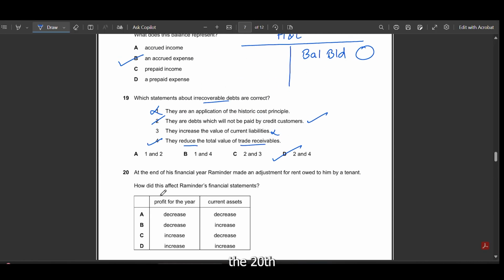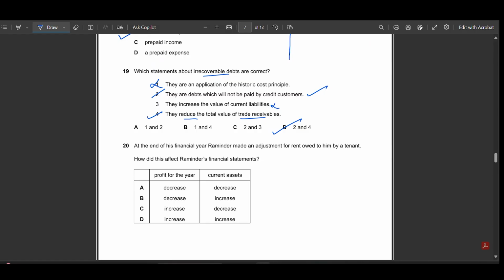Moving ahead with the 20th question. At the end of the financial year, Ramindra made an adjustment for rent owed to him by a tenant. How did this affect Ramindra's financial statement? Okay, they are talking about at the end of the financial year, Ramindra made an adjustment for rent owed to him. It's nothing but I can say it is accrued income.